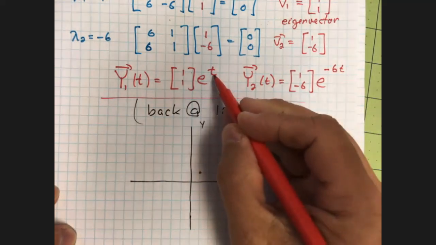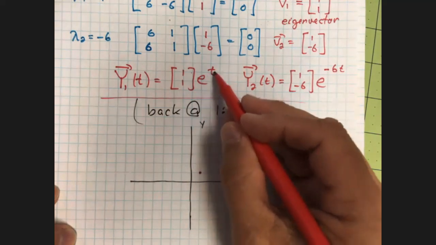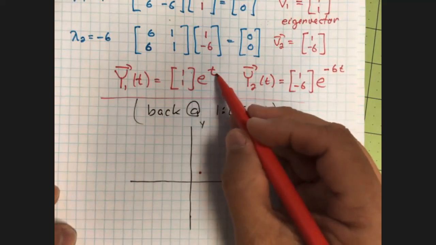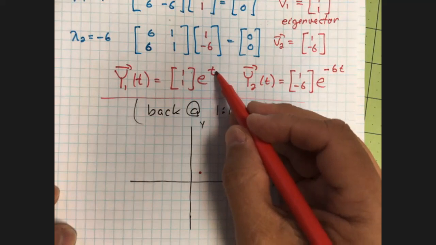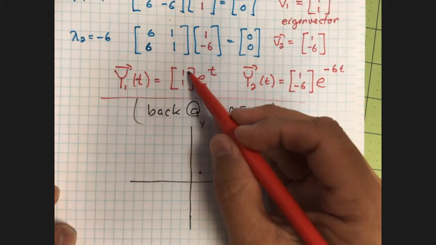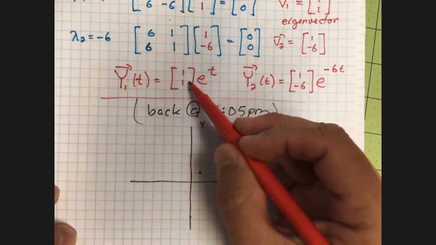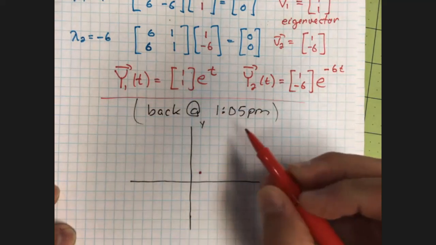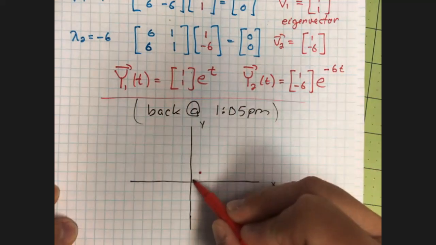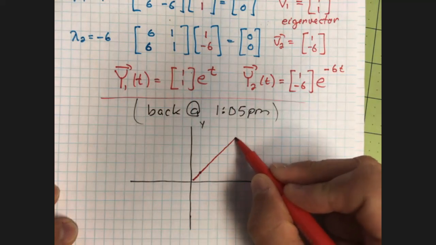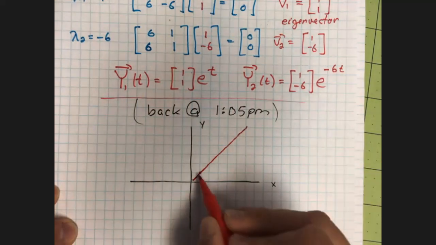On the other hand, if t becomes small, t is a negative number, this is 1 over e to that number's positive version. As t becomes a smaller and smaller negative number, this gets closer and closer to zero, like 1/1,000,000. But what's 1/1,000,000 times 1, 1? Just 1/1,000,000, 1/1,000,000. Same line, but very close to the origin. So these things are called straight line solutions, because they travel on straight lines.